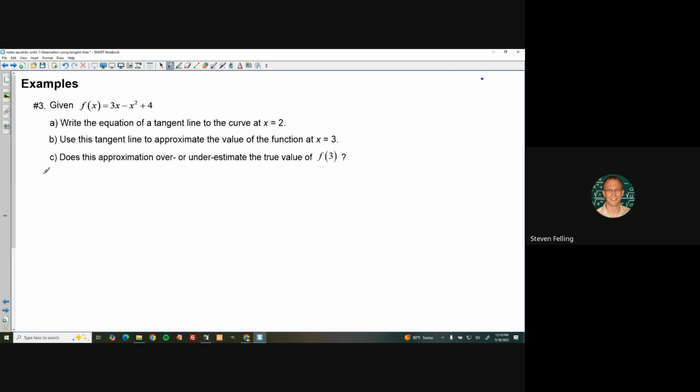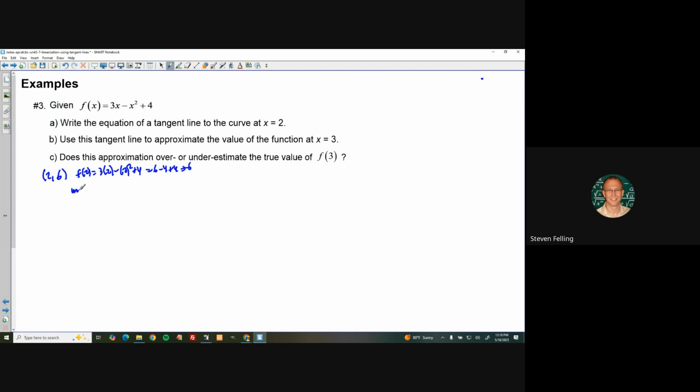All right, so for that, I'm going to need a couple things. I'm going to need to know the point. This is 2 comma something. To get that, I'm going to plug 2 into the function. So that is 3 times 2 minus 2 squared plus 4, which is 6 minus 4 plus 4, which is 6. Okay? And so that means the point is 2 comma 6.